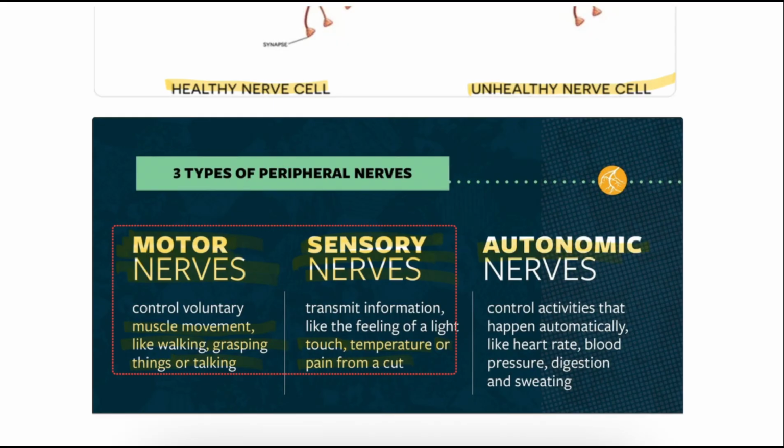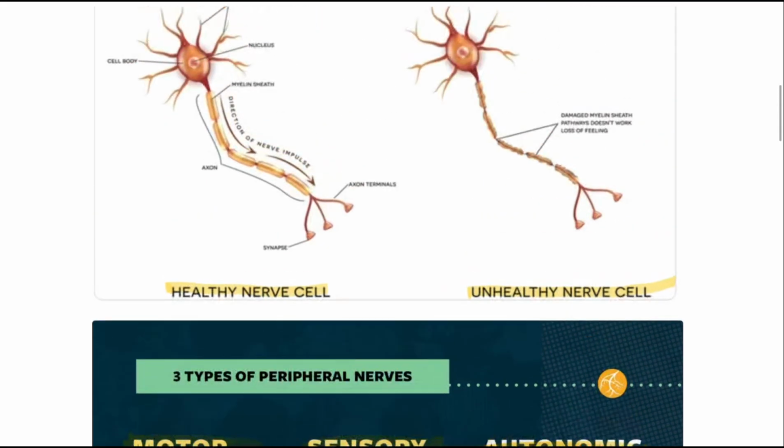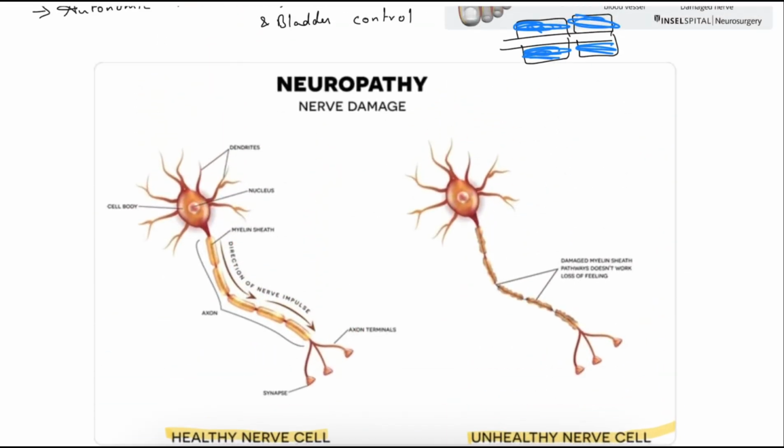Next we can see autonomic nerves. The main autonomic nerve function will be blood pressure, sweating, bowel, and bladder control. It will automatically operate heart rate, blood pressure, digestion, and sweating. So this is peripheral neuropathy. Neuropathy means simply nerve damage.